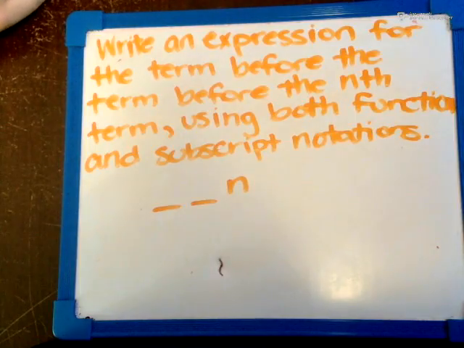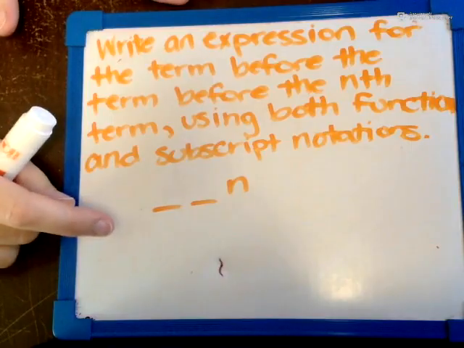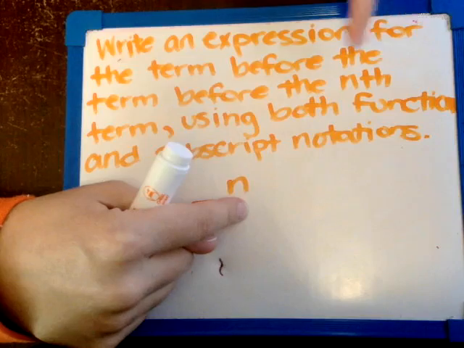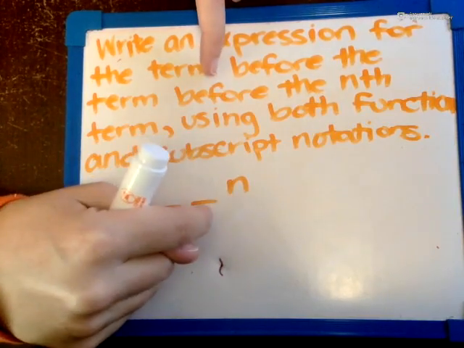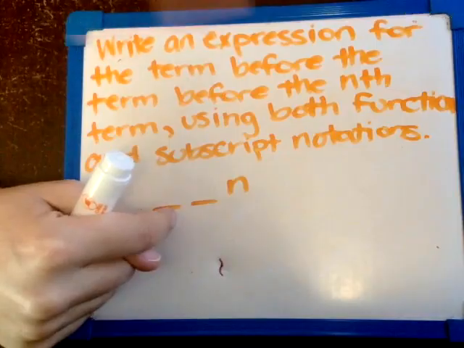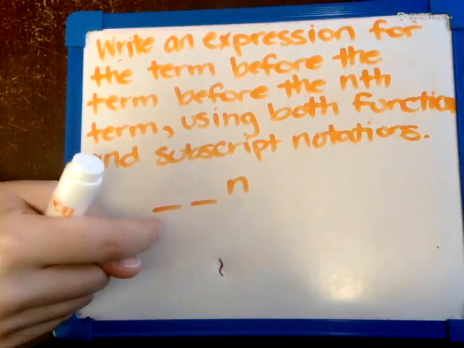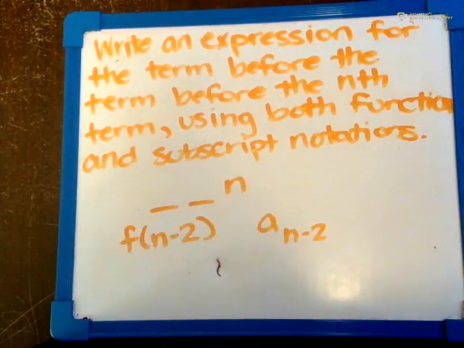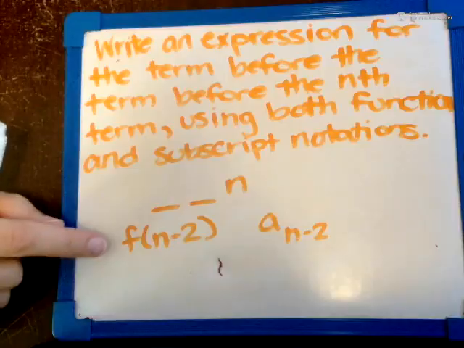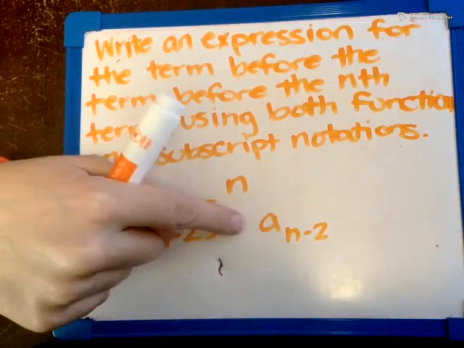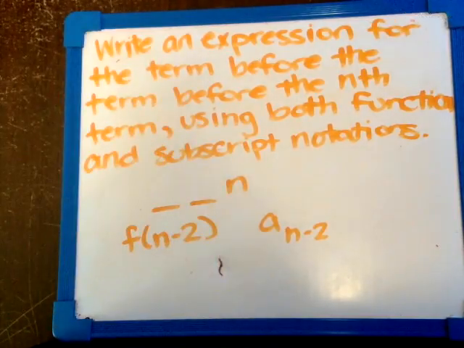Write an expression for the term before the nth term using both function and subscript notations. So this is confusing for me and my non-math brain. We know we have the nth term, and they want to know, here's n, now we want before that, and then we want before that, so it's back 2. See if you can write that formula. The answer in function notation is f of n minus 2. In subscript notation, it's a sub n minus 2.